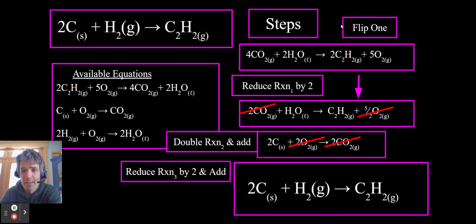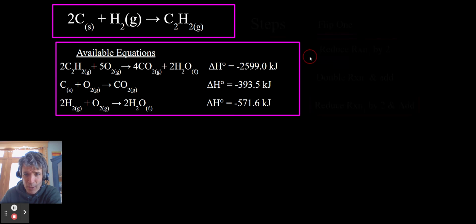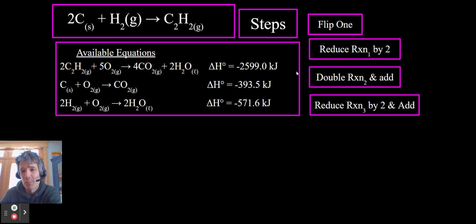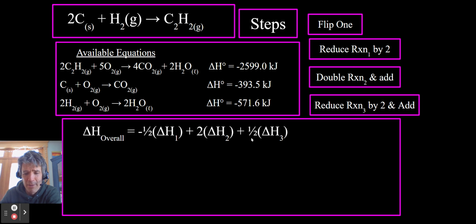So now I know my steps, how I do it. And how do I get to my enthalpy? Well, here are my equations, and here's what I did to them. So I flipped 1 and I reduced it by 2. So what does that mean in terms of my overall enthalpy? That means it's going to be this factor times negative 1/2. And the second one I doubled, so this would be twice that. This one I cut in half, so I'd add half of that.